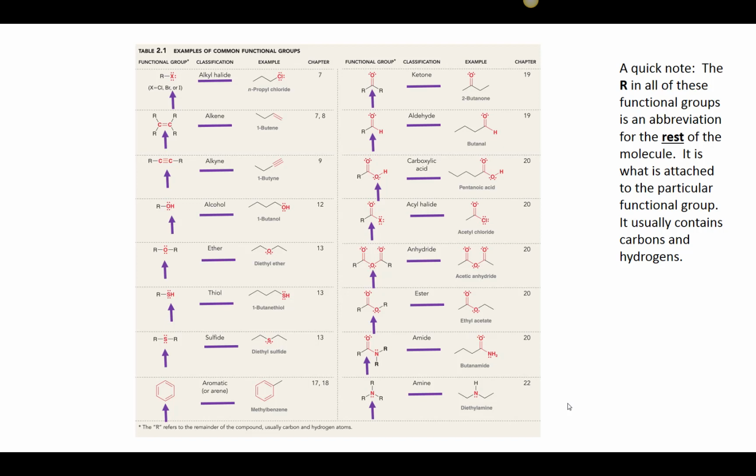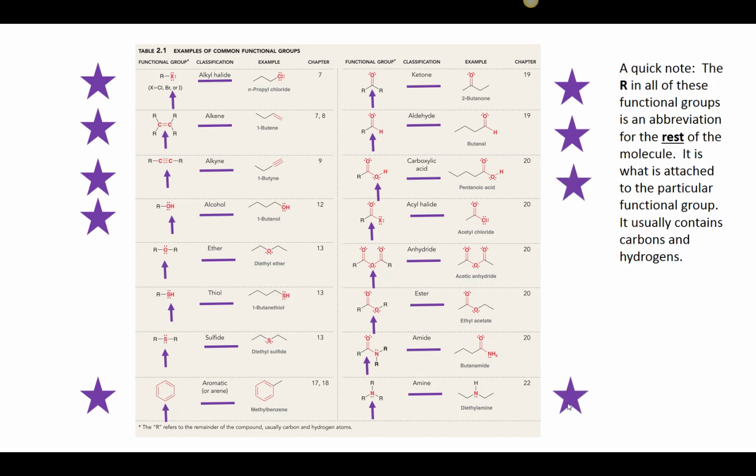So which are the really important ones, the ones you need to know? Alkyl halide, alkene, alkyne, alcohol, an aromatic or an arene. You need to know ketones, aldehydes, carboxylic acids, and amines. Those are the most common ones that we'll be discussing, especially in the first portion of this course. So you'll need to memorize those because we'll refer to them. I'll say, okay, we're talking about alkenes, and you need to know that an alkene contains a carbon-carbon double bond, or an alkyne, carbon-carbon triple bond, and so on.